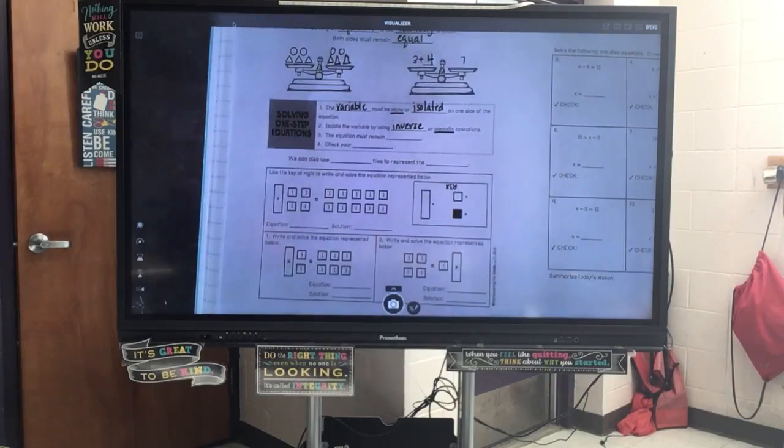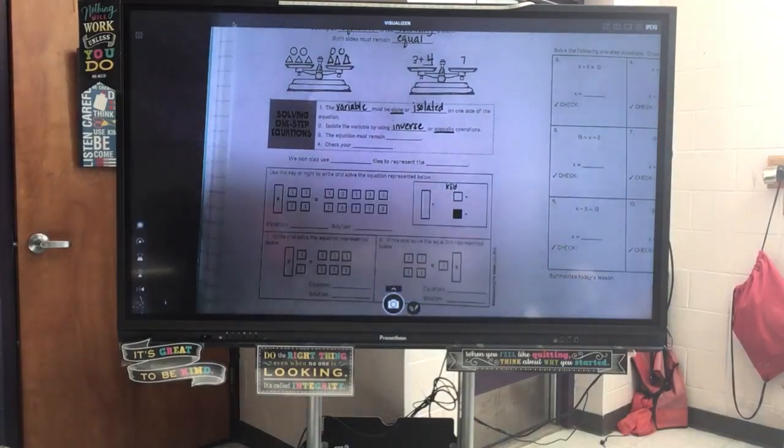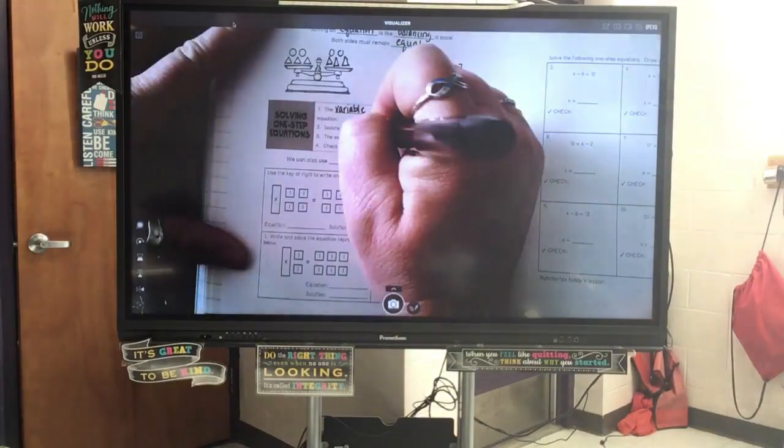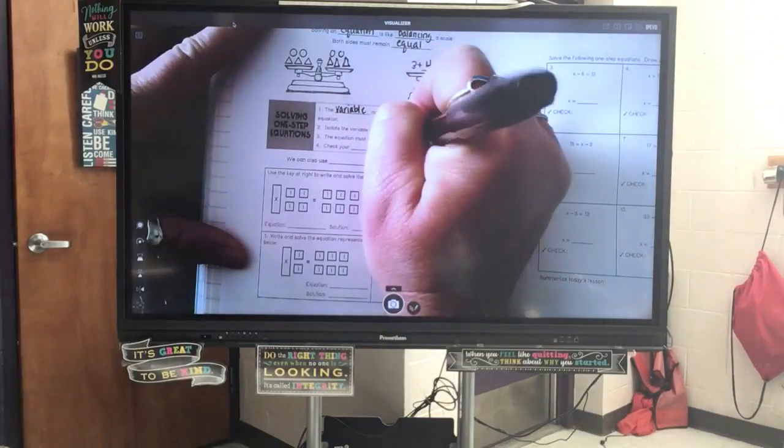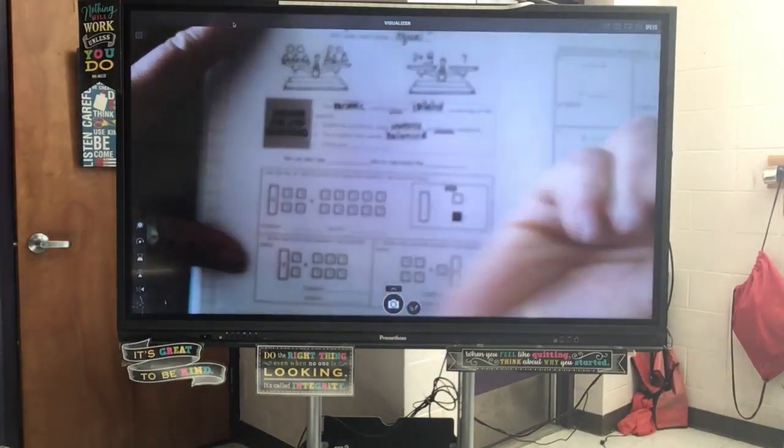All right. The equation must remain balanced. And then you're going to check your solution.